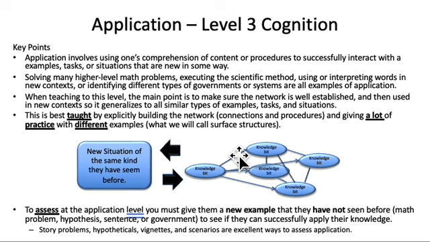I can't have a checklist. I can't have a step-by-step process. That needs to be internalized for this application task to really assess at the application level.